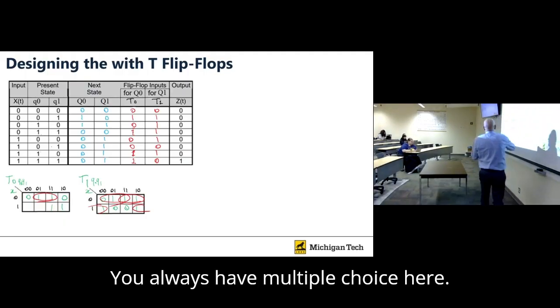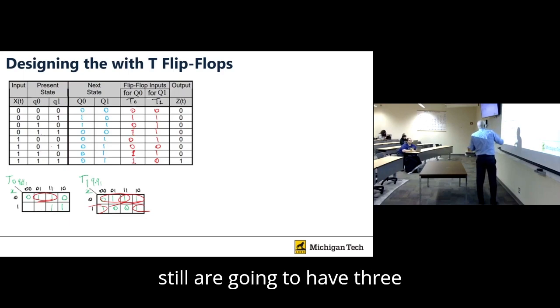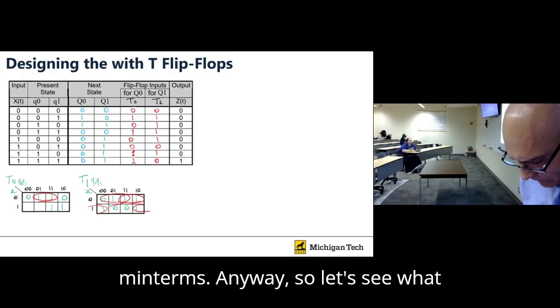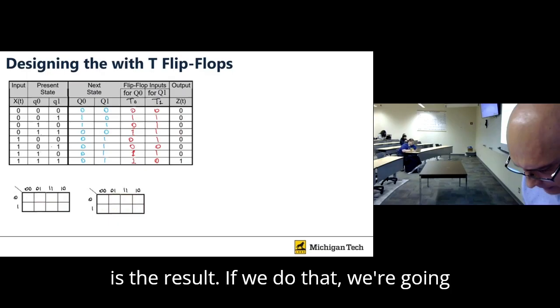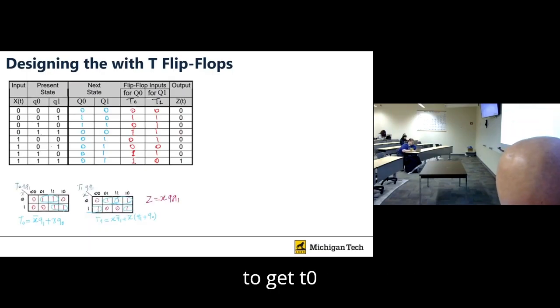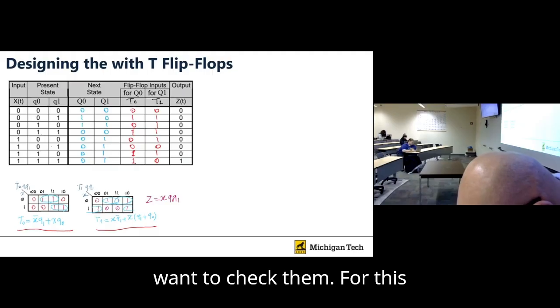You always have multiple choice here. Like you can get this and this, but they still are going to have three minterms. Anyway, so let's see what is the result. If we do that, we're going to get T0 and T1. I just want to check them.